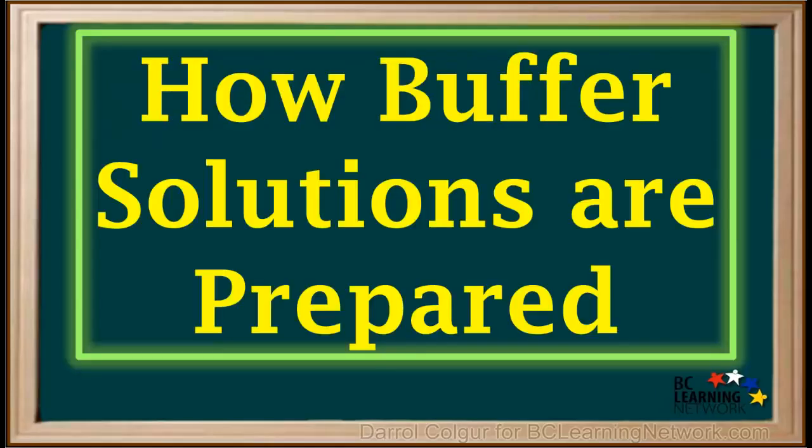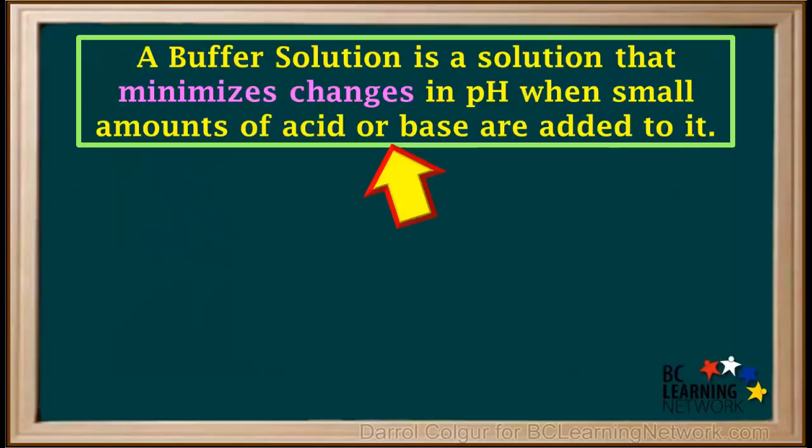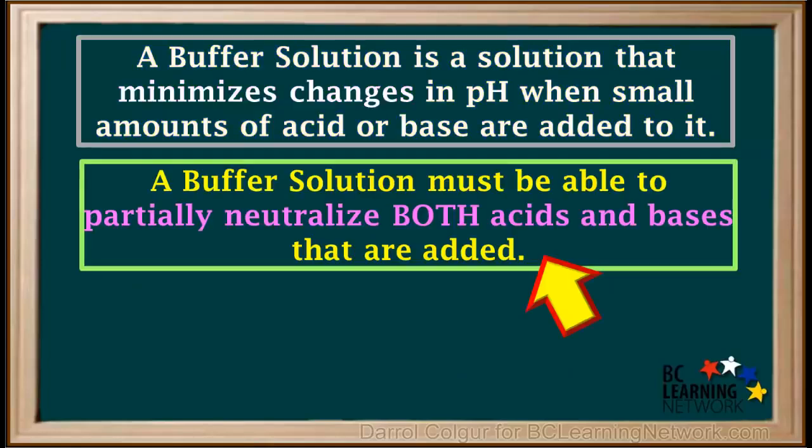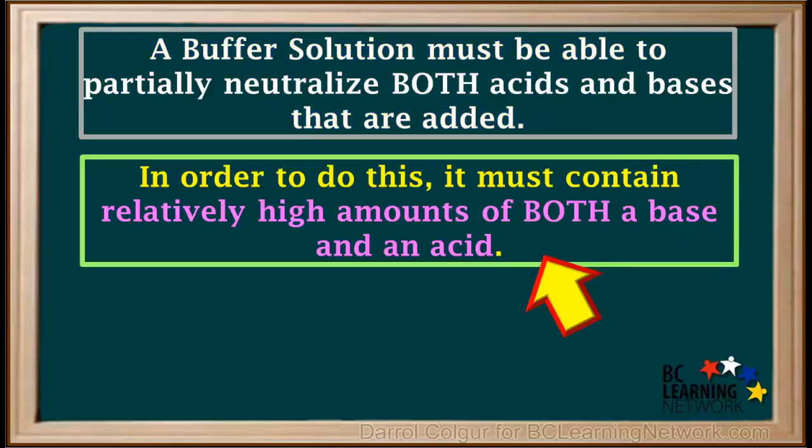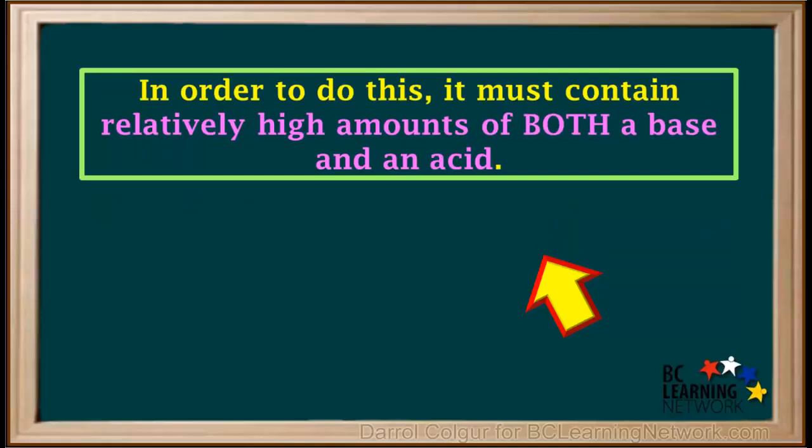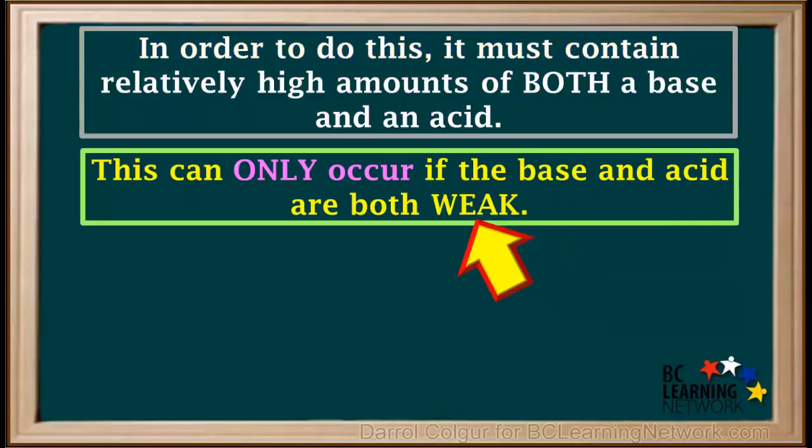So now what we'll do is take a look at how buffer solutions are prepared. To be able to minimize changes in pH, a buffer solution must be able to partially neutralize both acids and bases that are added to it. In order to do this, it must contain relatively high amounts of both a base and an acid. This can only occur if the base and acid are both weak.